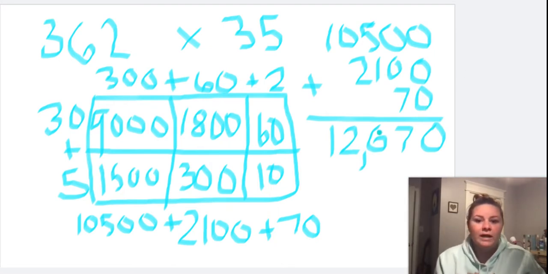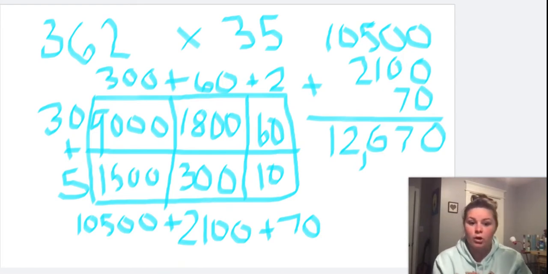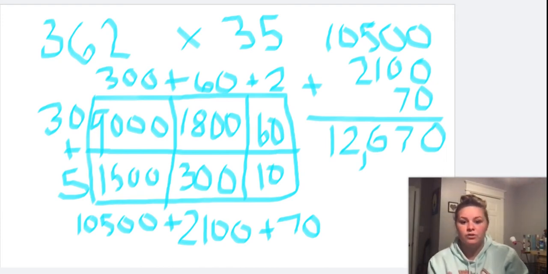Okay. So, like I said, with this strategy, you really wouldn't want to do numbers much larger than this because it just becomes really complicated with a lot of numbers. So, there are a lot of places to make mistakes. For larger numbers, I would suggest the partial product strategy or the standard algorithm, which I'm going to cover in later videos. Thanks.